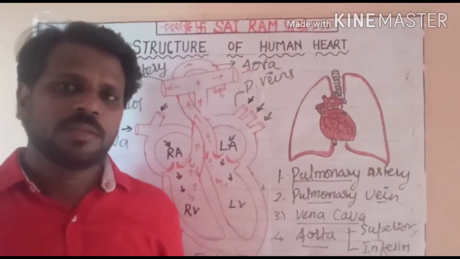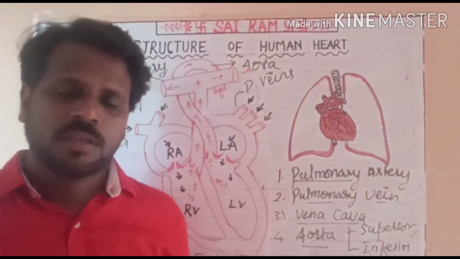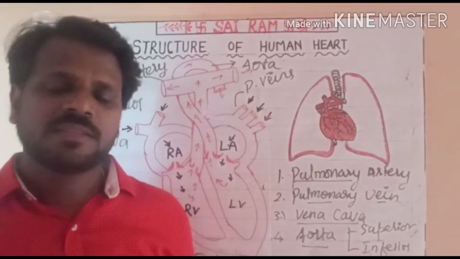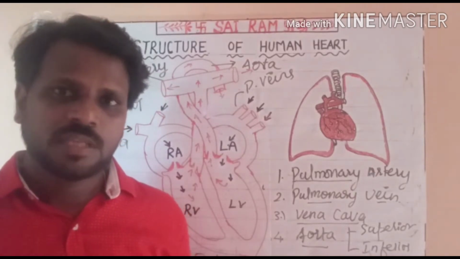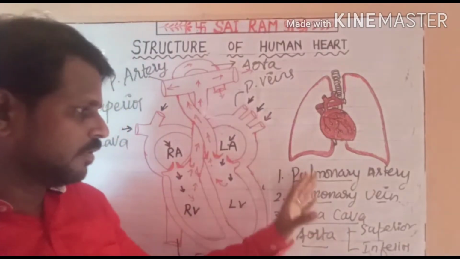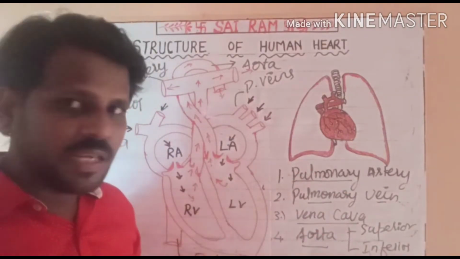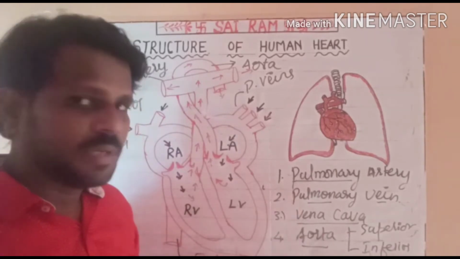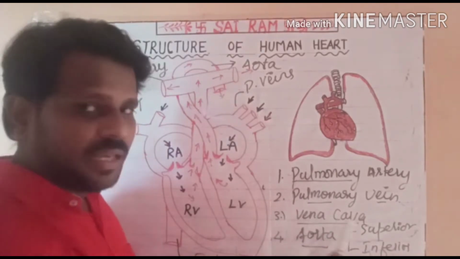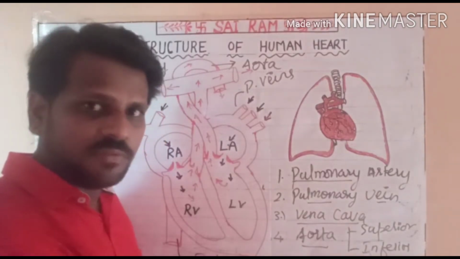Next we learn about the important blood vessels of the heart. Basically we have 2 types of blood vessels. One type collects and supplies only the oxygenated blood, the other collects and supplies only the deoxygenated blood. Here we have 4 blood vessels: pulmonary artery and pulmonary vein, and vena cava, which is subdivided into 2 types, superior vena cava and inferior vena cava.